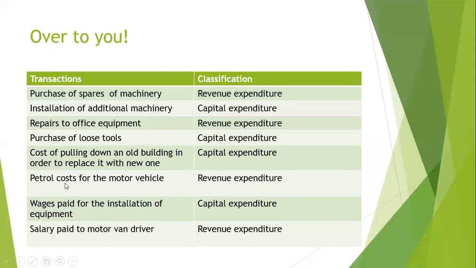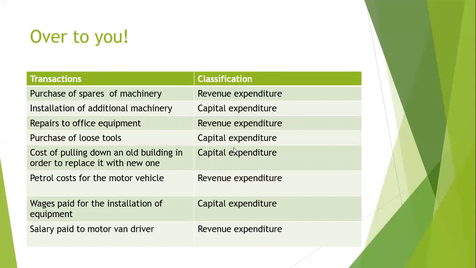Next transaction is petrol cost for the motor vehicle. It is revenue expenditure because we are maintaining the motor vehicle. We are spending money for running of the motor vehicle. Next point is wages paid for the installation of equipment. Again, it is capital expenditure. Although wages seem to be revenue, these are paid for the installation of equipment, and we know whatever is the initial cost of a fixed asset will be charged as part of the fixed asset cost. Last one is salary paid to the motor van driver. It is revenue expenditure because it is a routine or day-to-day expense. Every month we have to pay salary to the driver.